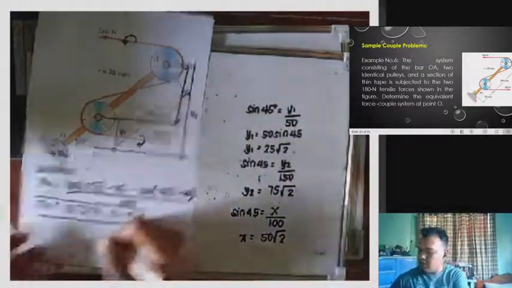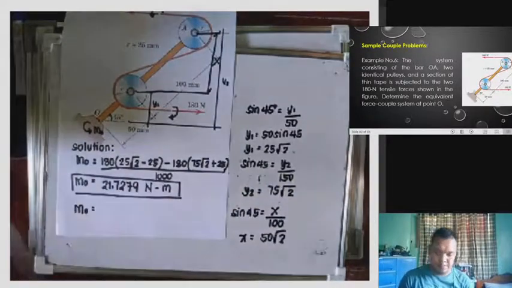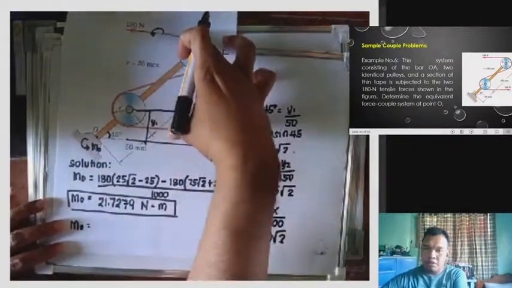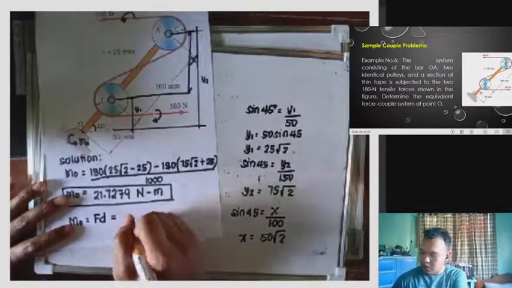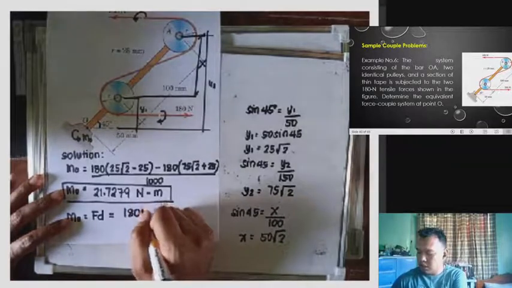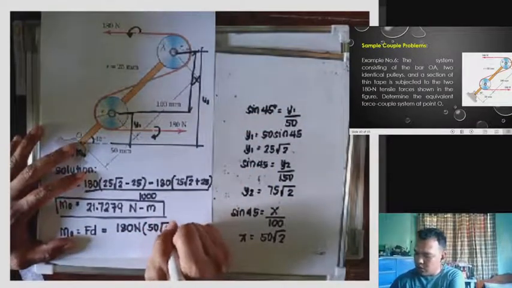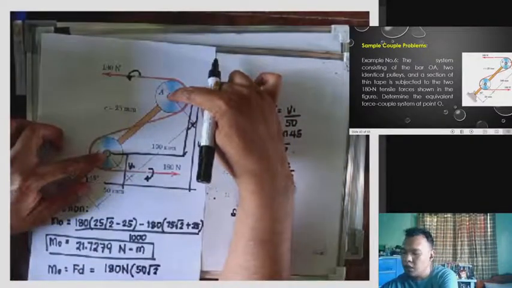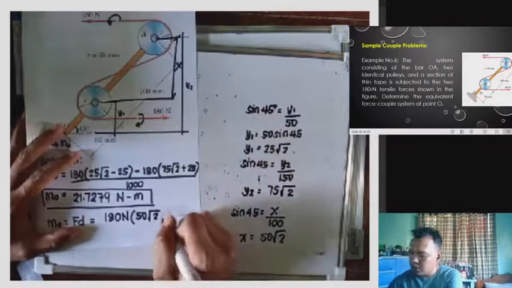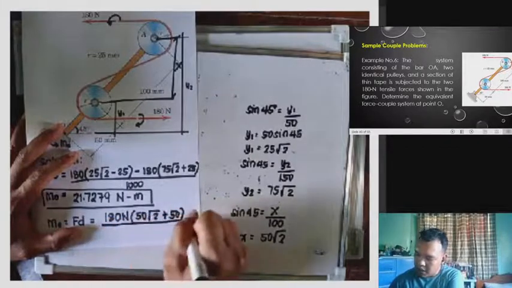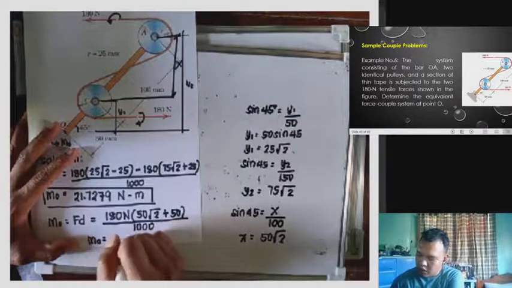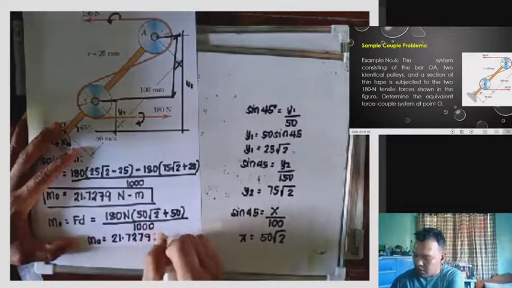So, lalabas yan ay moment O. Double check natin. 180 times 50 the square root of 2 plus 50 divided on that. Okay. So, lalabas, we have here yung F times D. So, yung force natin which is equivalent kay 180 Newton multiplied by the perpendicular distance na to. So, we have here 50 the square root of 2. Yung 50 the square root of 2 is from center to center pa lang po yun ang pulley. Plus 25 na radius. So, plus 50. Divide 1,000 ulit para maging mm. Therefore, MO is equivalent kay 21.7279 din. Newton meter.